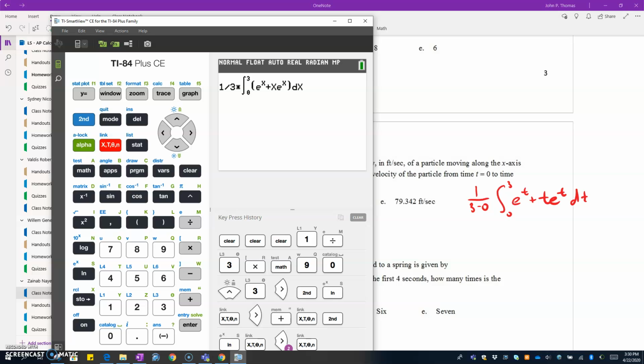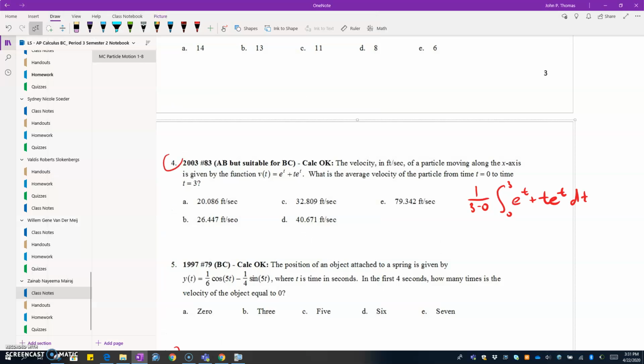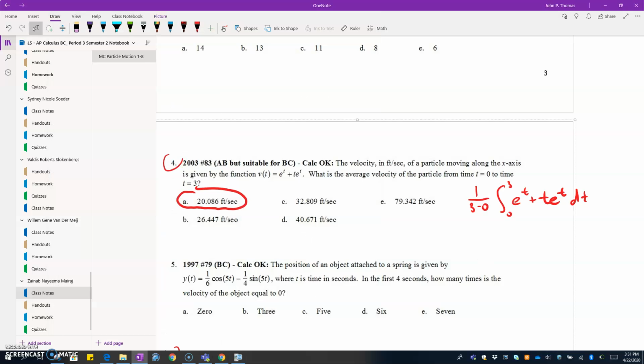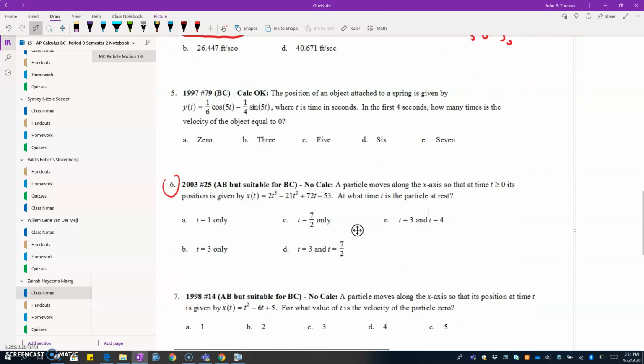All right, so this is the function, and we're finding the average value of that function, which is velocity, so that would give us the average velocity. If I go ahead and hit enter, we've got 20.085, and it rounded up there, so we're looking at 20.086, and we'll just double check. Yeah, we're 0.855, so that would round up. All right, so that would be the approach for number 4.